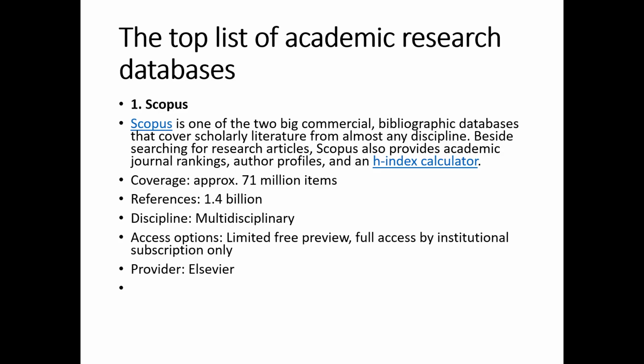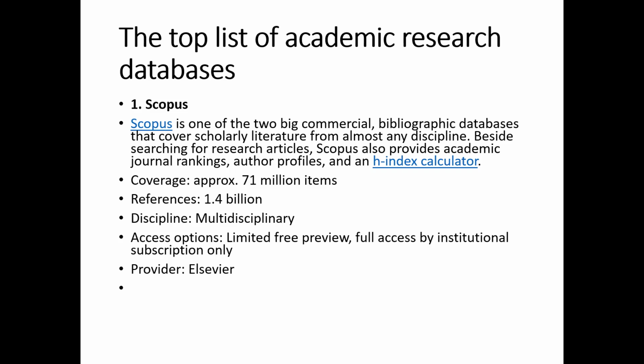So Scopus coverage is approximately 71 million items. So it's a huge database. And for references, they have 1.4 billion. And also Scopus covers multidisciplinary research areas. That means technology, science, mathematics, computer, the ICT field. So many areas are covered. So it's a multidisciplinary database.